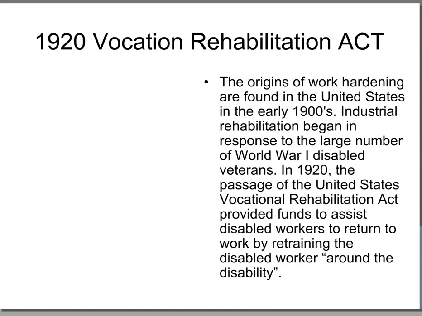The origins of work hardening are found in the United States in the early 1900s. Industrial rehabilitation began in response to the large number of World War I disabled veterans. In 1920, the passage of the United States Vocational Rehabilitation Act provided funds to assist disabled workers to return to work by retraining the disabled worker around the disability.